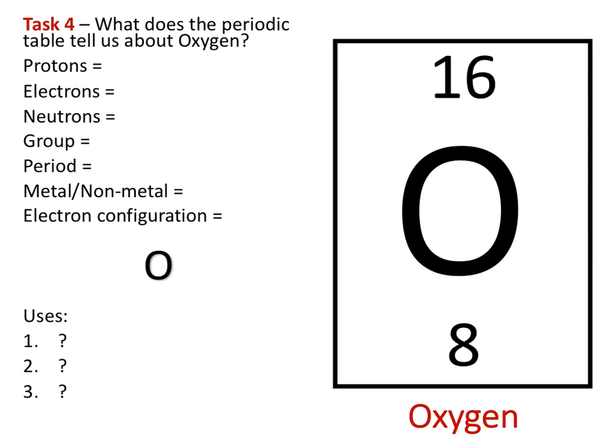So you're going to need the periodic table, and it wants to know protons, so how many protons, how many electrons, how many neutrons, what group is it in? We haven't talked about this terminology yet, but maybe you need to remind yourself, look it up. What group, what period, is it a metal or a non-metal, and what is its electron configuration? And we've talked about a few uses of oxygen throughout this lesson, so can you recall those uses? Pause the video, have a go.